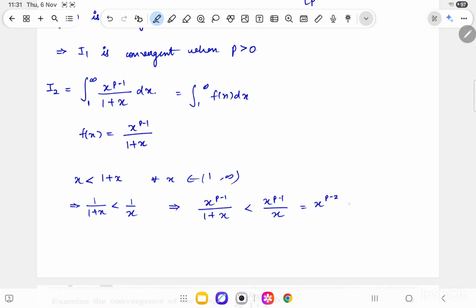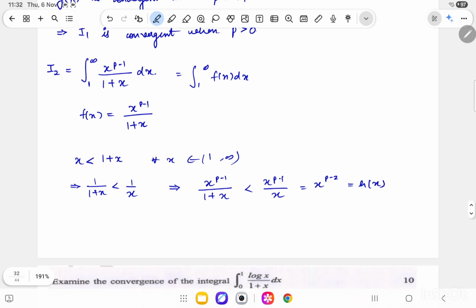Now let's name it as some function h(x). So this is basically, I reduce it to a comparison test. Now if my h(x) is convergent, then I can comment about convergence of I2 as well. So now let's check convergence of h(x). That will be equal to the integration from 1 to infinity of x raised to p minus 2 dx, that is x raised to p minus 1 divided by p minus 1, integrated from 1 to infinity.